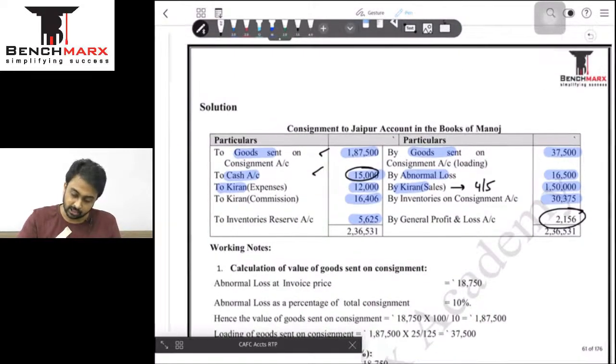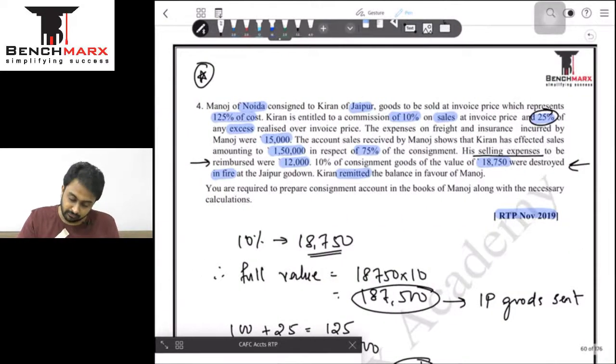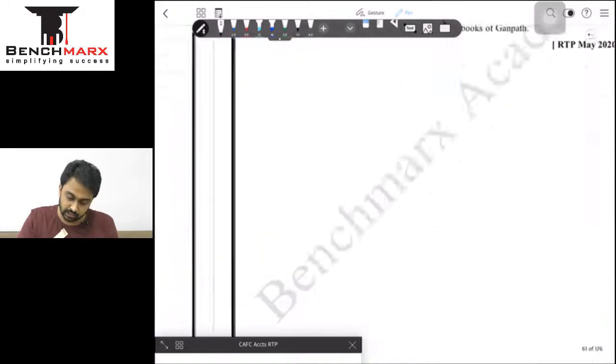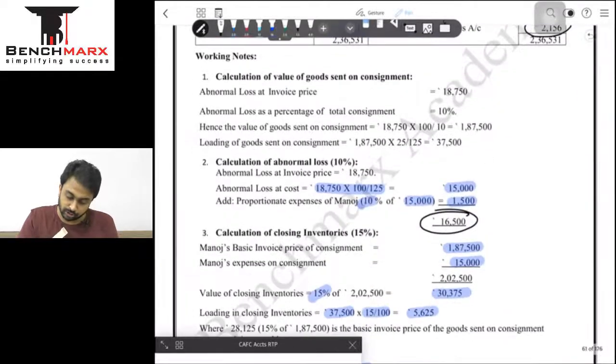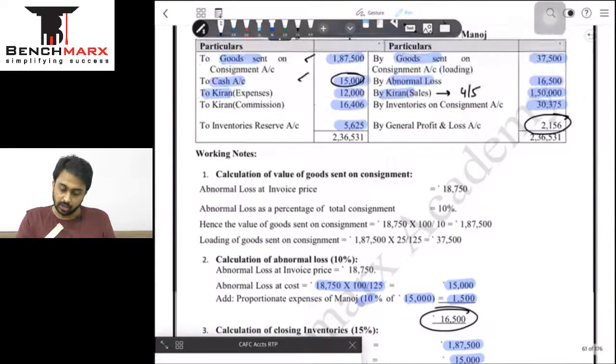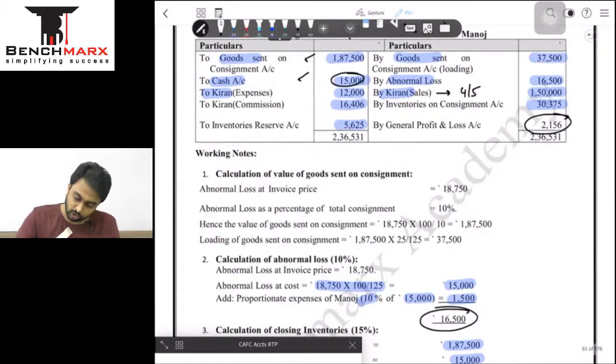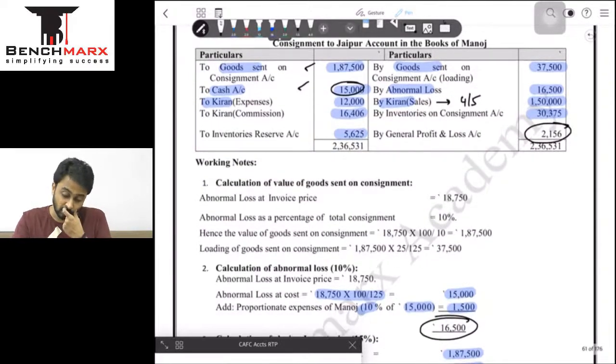So the consignment account is sorted. Is there anything else that we are required to prepare? Any consignor account, consignee account? No. So that also completes question number 4. Good question to revise, mainly because of abnormal loss valuation. Have we valued the abnormal loss?